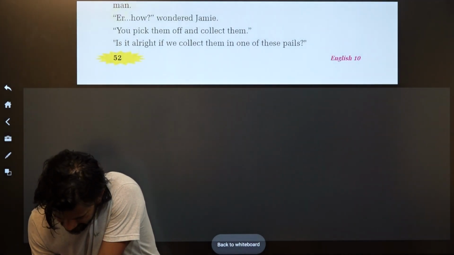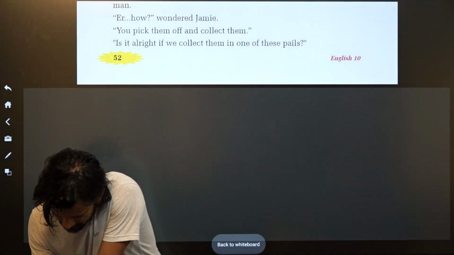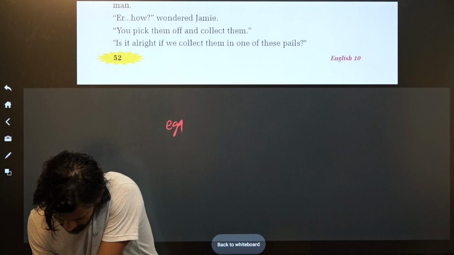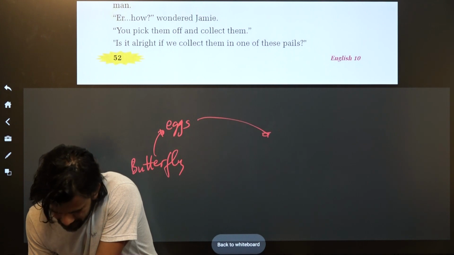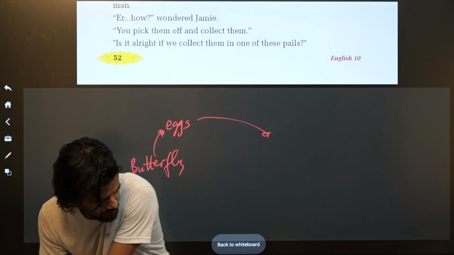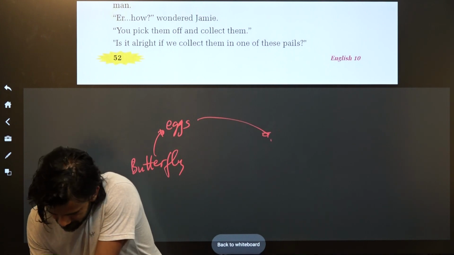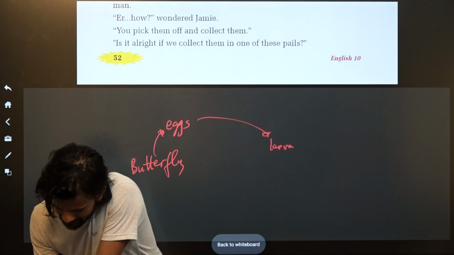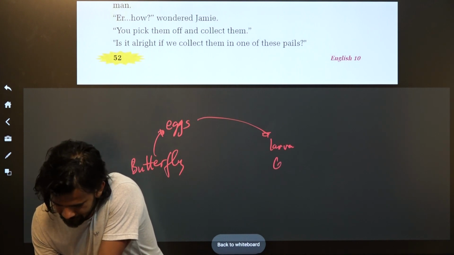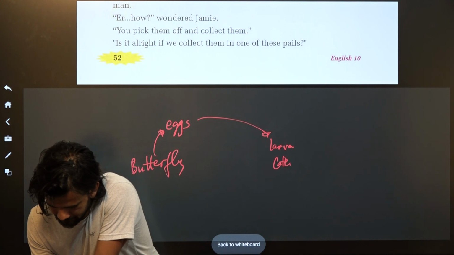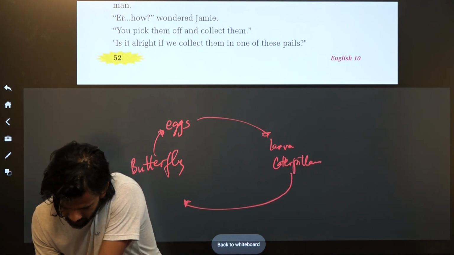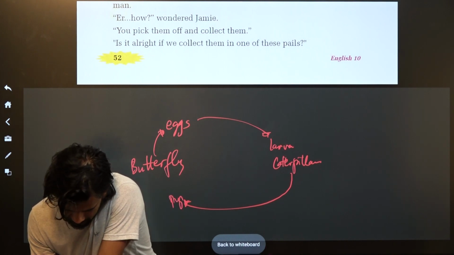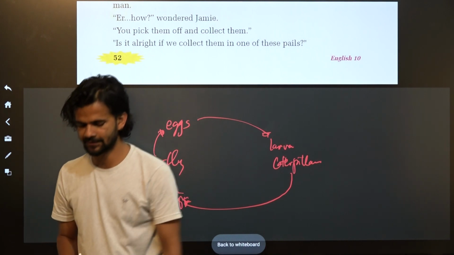It lays eggs. Butterfly lays eggs. Eggs, they turn into larva. The larva stage itself is the caterpillar. And then caterpillar changes into pupa, and then butterfly, right? That's the life cycle.